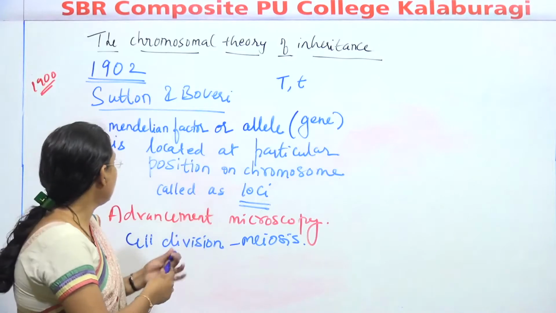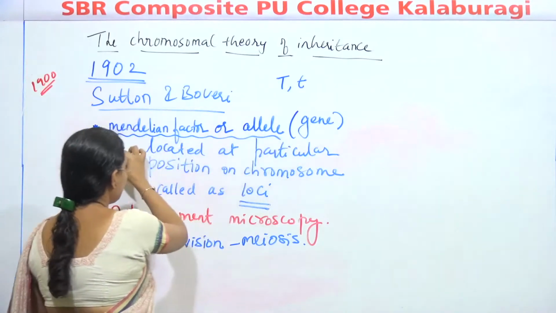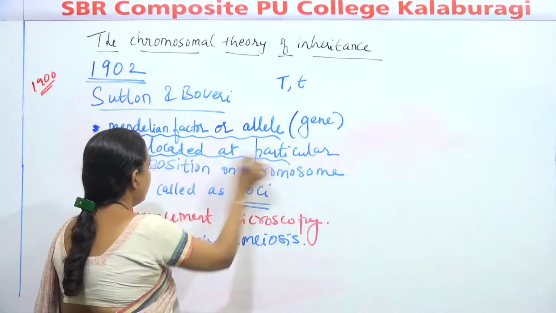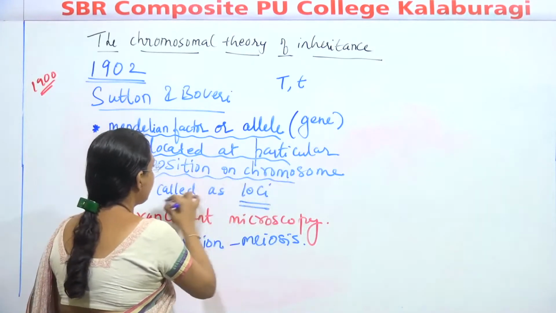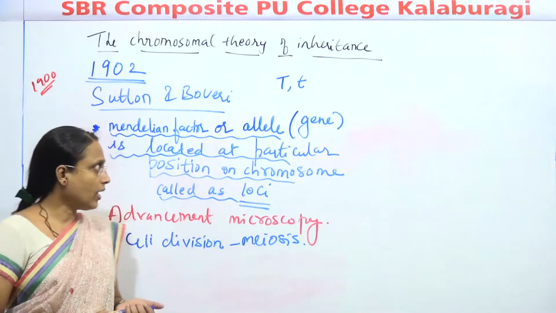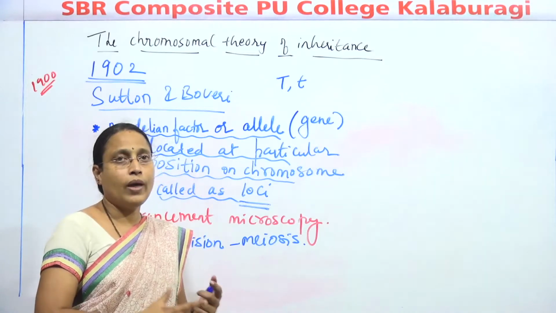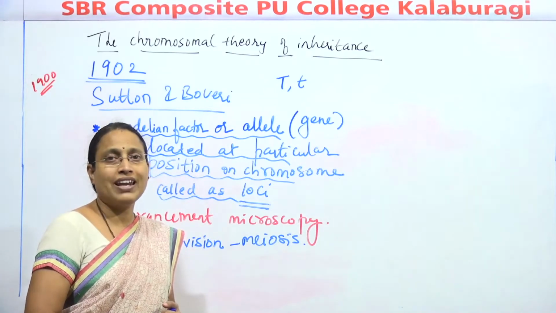So in this theory, the main point is this: the Mendelian factor is located at a specific position on the chromosome. That position is called the locus. Now I will explain what the chromosomal theory of inheritance actually says.